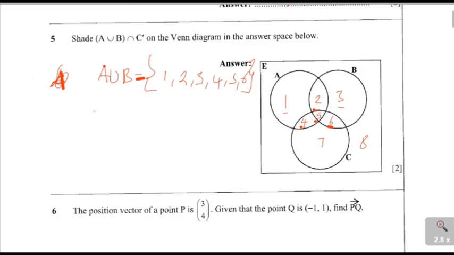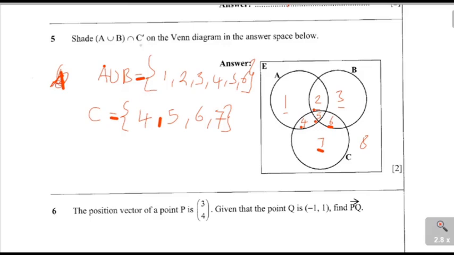Then let's write the elements for set C. This is our set C. Now on this set C you have 4, 5, 6 and the 7 there. So you write 4, 5, 6 and 7. All right, then we come to C complement.